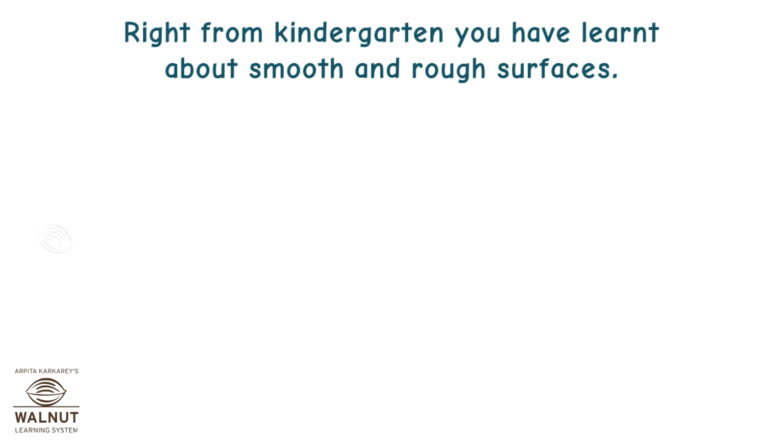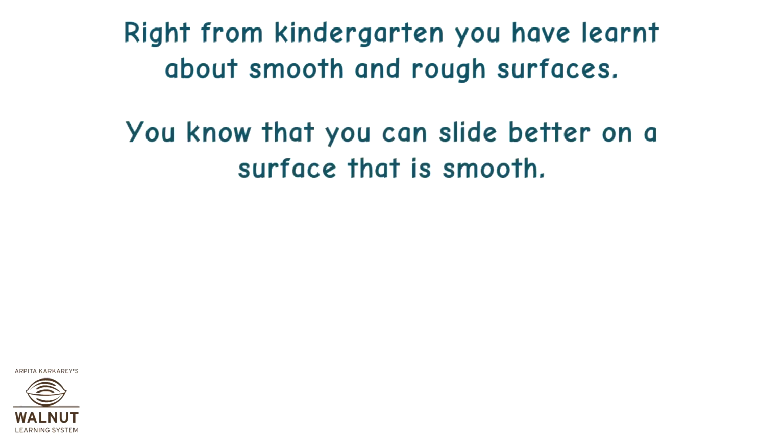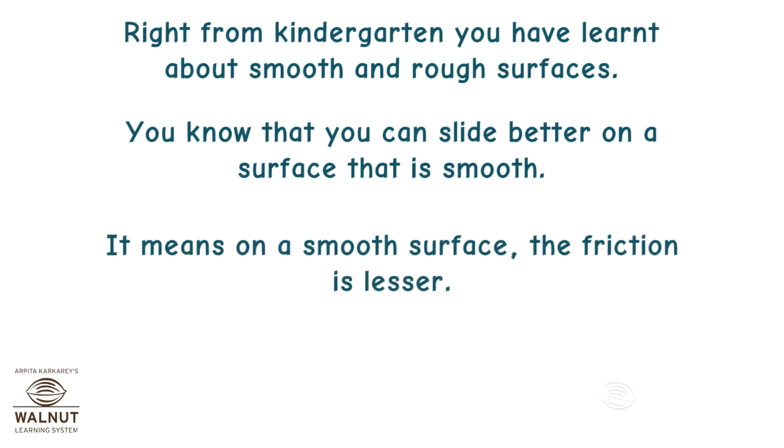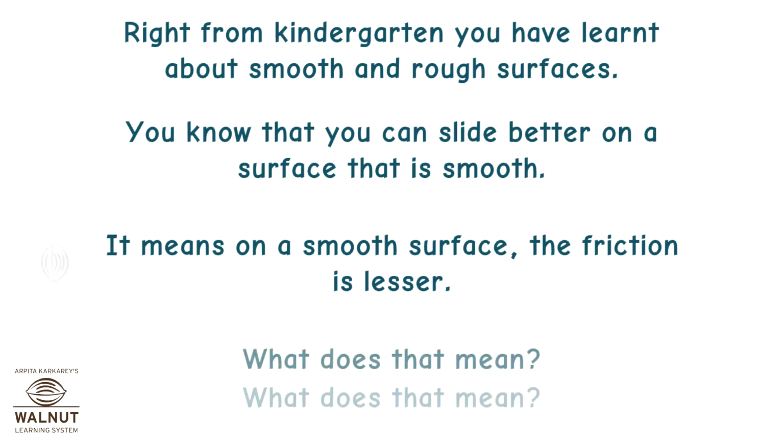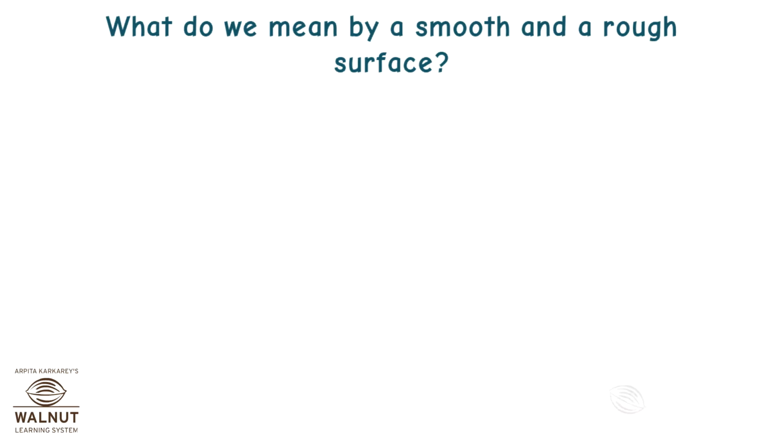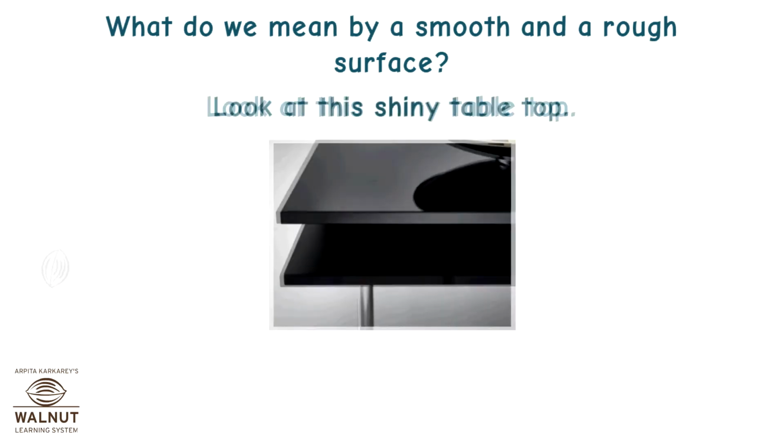Right from kindergarten, you have learnt about smooth and rough surfaces. You know that you can slide better on a surface that is smooth. It means on a smooth surface, the friction is lesser. What does that mean? What do we mean by a smooth and a rough surface?